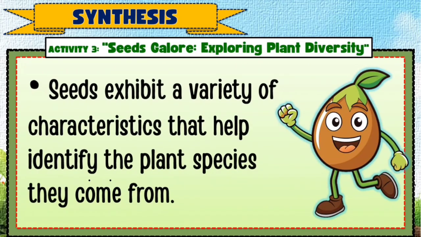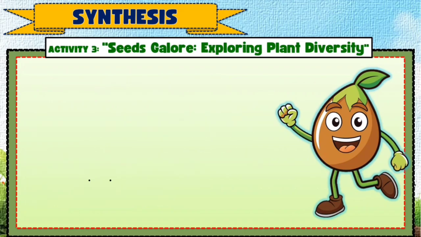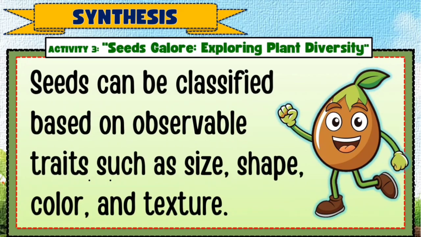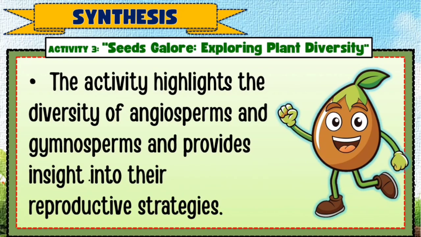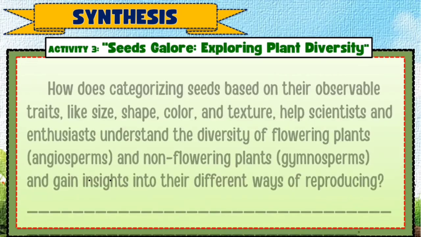Synthesis. Seeds exhibit a variety of characteristics that help identify the plant species they come from. Seeds can be classified based on observable traits such as size, shape, color, and texture. The activity highlights the diversity of angiosperms and gymnosperms and provides insight into their reproductive strategies.